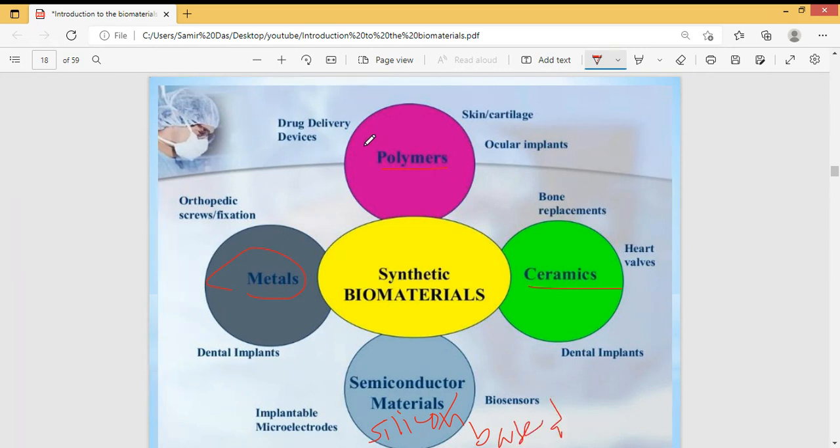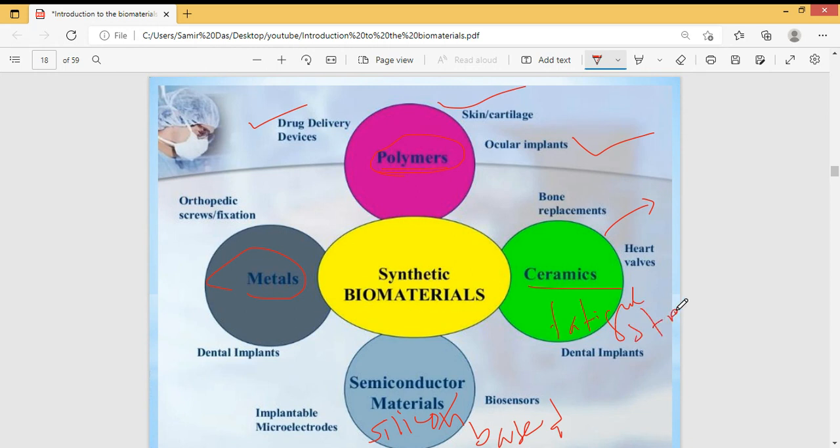Under polymer, we have drug delivery devices, skin, and ocular implants. For skin, cartilage, ocular, and drug delivery devices, we have used polymer based biomaterials enormously. Ceramic based biomaterials are used where much more mechanical strength is required, like bone replacement and the dental part. Ceramic based biomaterials also have good fatigue strength.